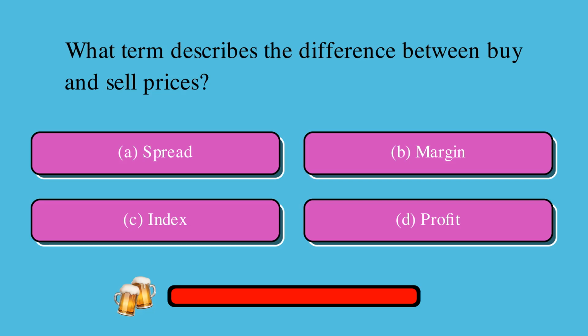What term describes the difference between buy and sell prices? Is it A, spread, B, margin, C, index, or D, profit? The correct answer is A, spread.